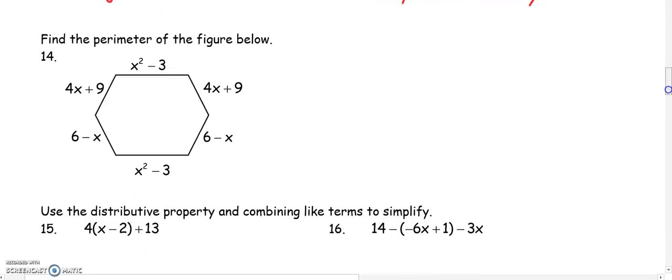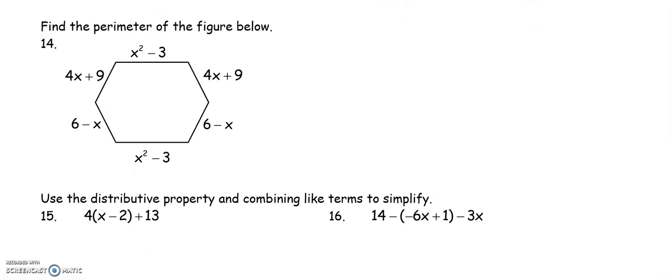Last, find the perimeter of the figure below. So when I'm doing perimeter, remember I'm adding all of the sides of my shape together. So x squared minus 3, we can pick any side to start. So I'm going to start over here and write them clockwise, just to make sure I don't forget anything.